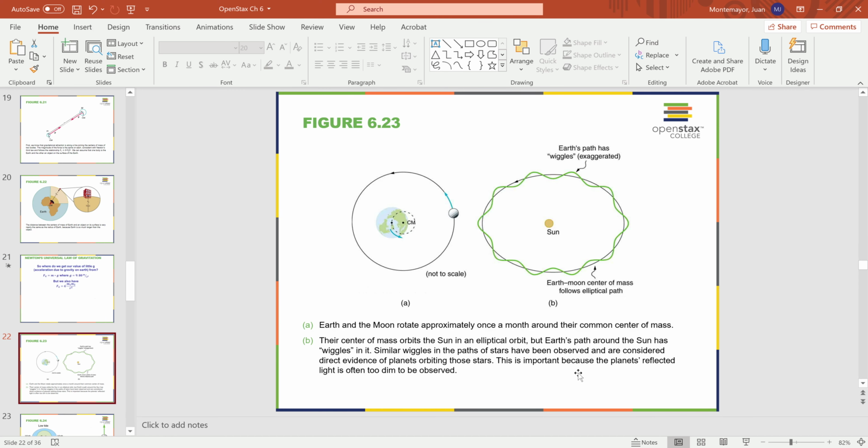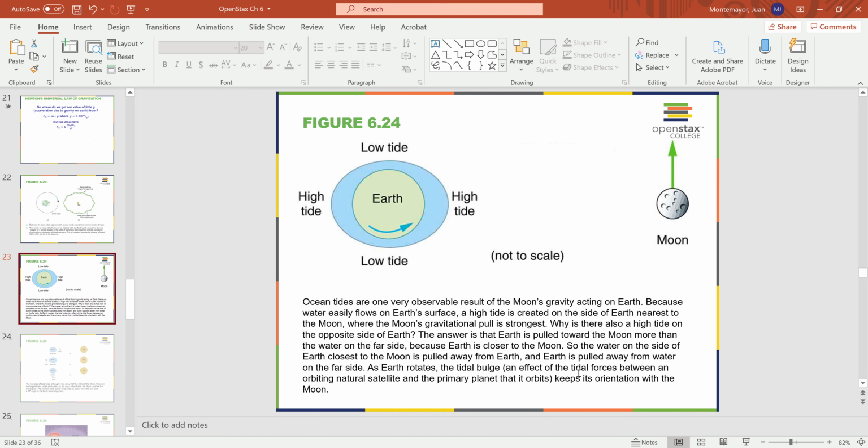Well, for this figure, for A, we have Earth and Moon rotate approximately once a month around their common center of mass. And for B, their center of mass orbits the Sun in an elliptical orbit, but the Earth's path around the Sun has some wiggles in it. Similar wiggles in the path of stars have been observed and are considered direct evidence of planets orbiting those stars. This is important because the planet's reflected light is often too dim for us to observe.